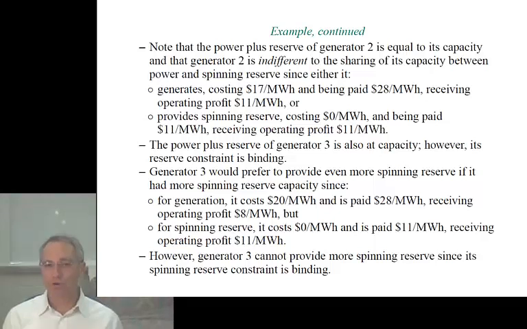The power plus reserve of generator 3 is also at capacity. However, its reserve constraint is binding. Generator 3 would prefer to provide even more spinning reserve if it had more spinning reserve capacity. Why is that? Well, its marginal cost is 20 and it's paid 28. So it receives an operating profit for energy of 8, but if it could provide more reserve, it would receive an operating profit of 11. So generator 3 would prefer to provide more spinning reserve, but it can't because it's at its capacity.